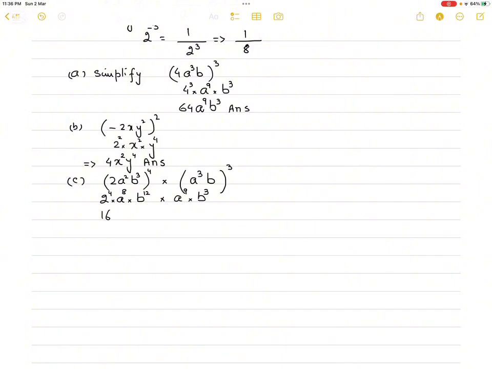16. Now a power 8 times a power 9. Bases are same, they are multiplying, so powers must be added. So a power 8 plus 9 is 17. b power 12 and b power 3. Bases are same, they are multiplying, powers must be added. So b power 12 plus 3 is 15. So this would be my final answer for this.